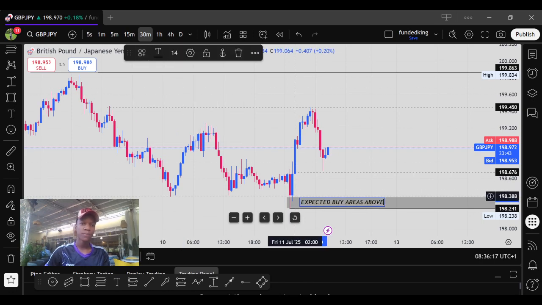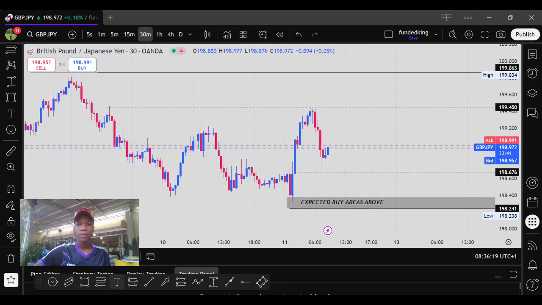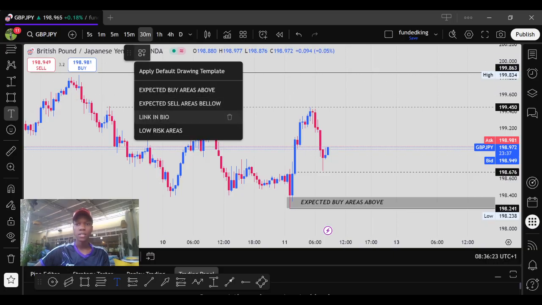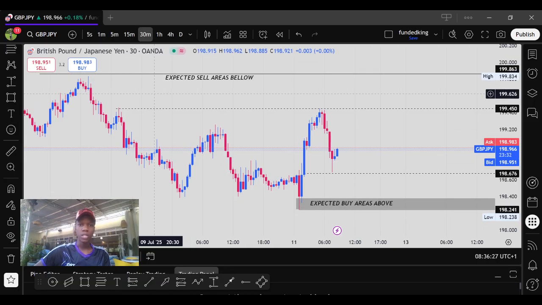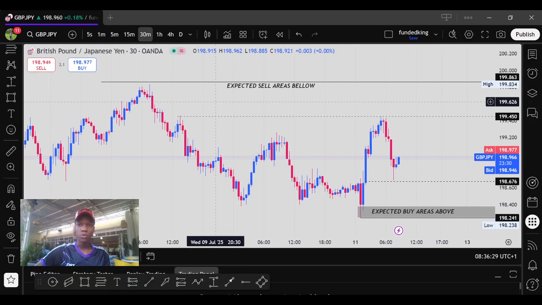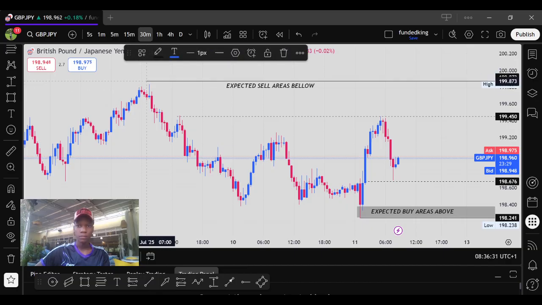So we shall say this is our expected buy area, and here we shall say this is our expected sell areas. Remember, in the long term it is a buy, but short term we are looking forward to taking some sells.